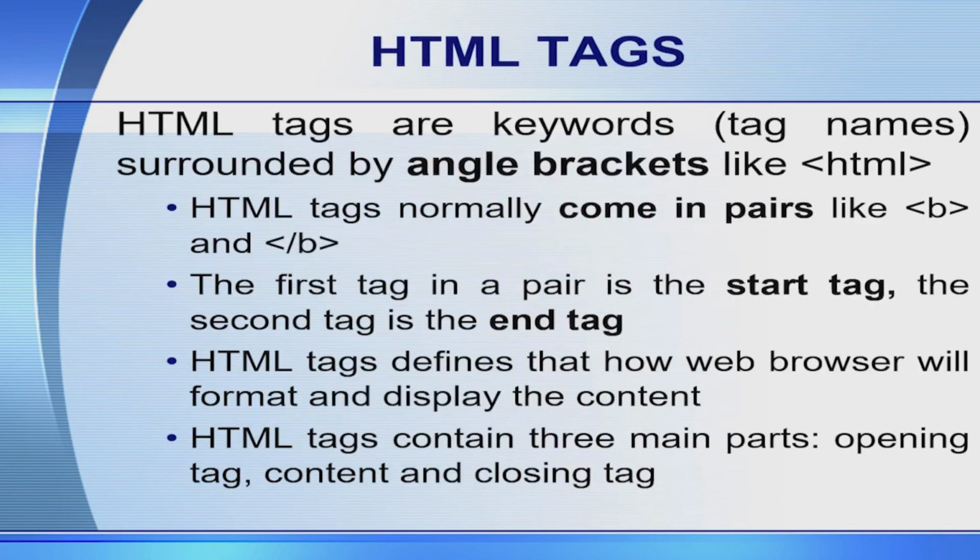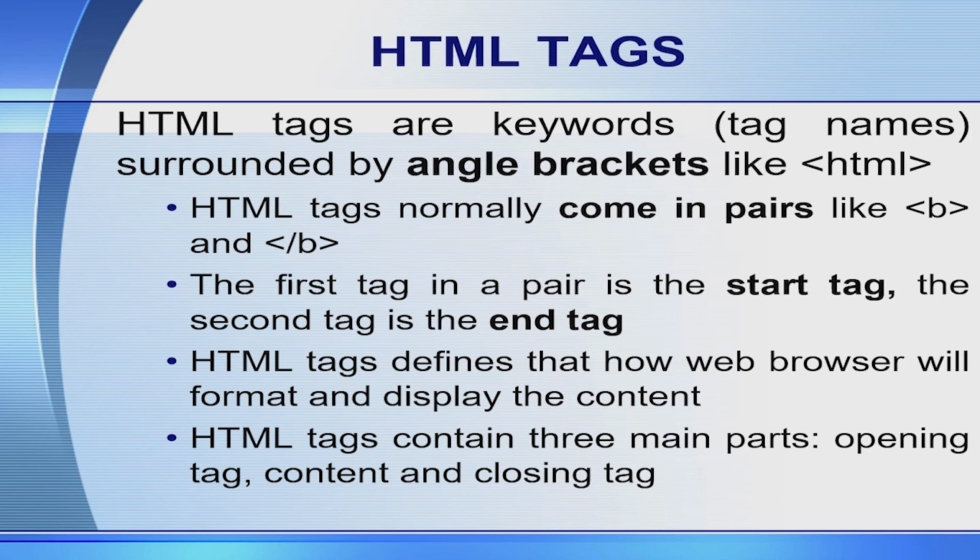HTML tags are keywords surrounded by angle brackets. HTML tags normally come in pairs. The first tag in a pair is the start tag. The second tag is the end tag. HTML tags define how the web browser will format and display the content.